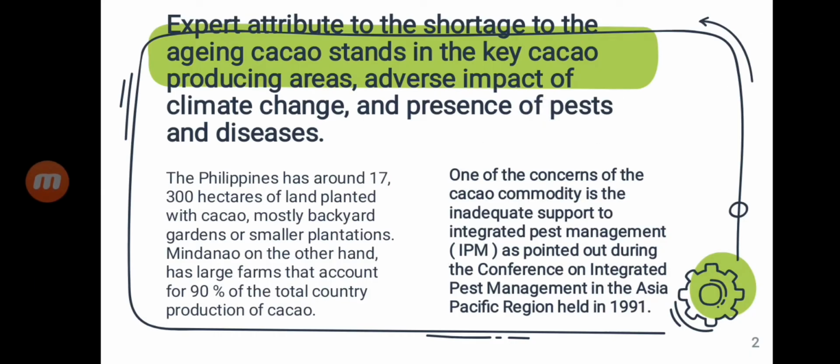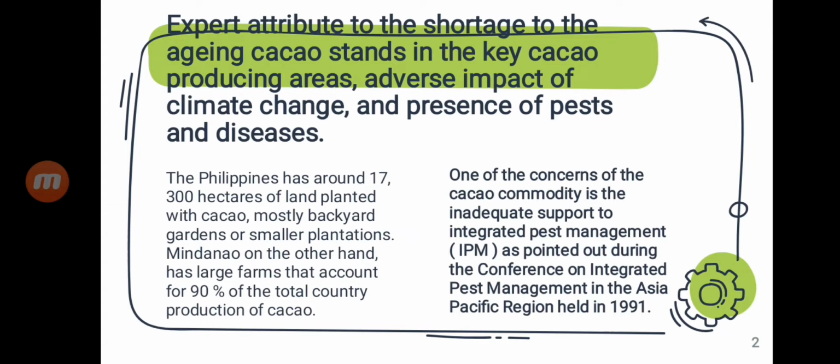Experts attribute the shortage to the aging cacao stands in the cacao producing areas, adverse impact of climate change, and presence of pests and diseases. The Philippines has around 17,300 hectares of land planted with cacao, mostly backyard gardens or smaller plantations. Mindanao, on the other hand, has large farms that account for 90% of the total country production of cacao.